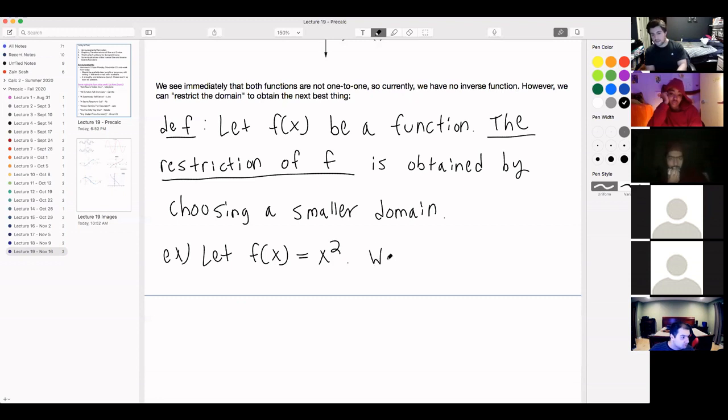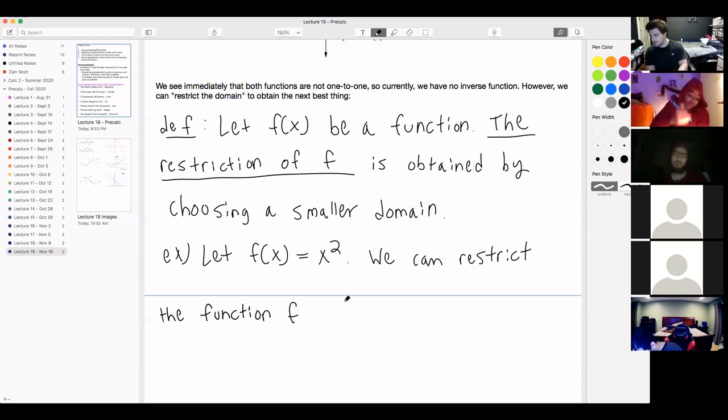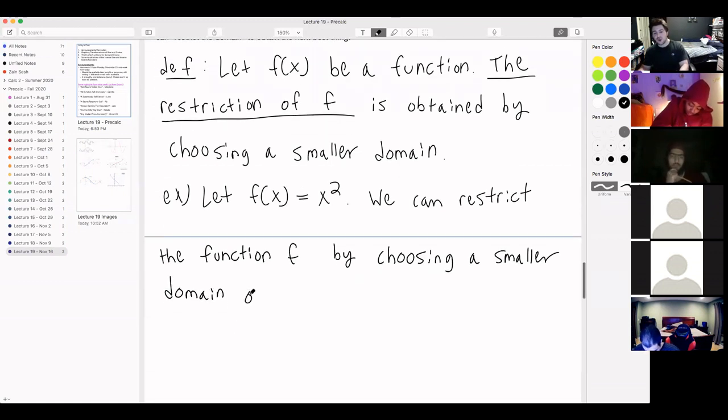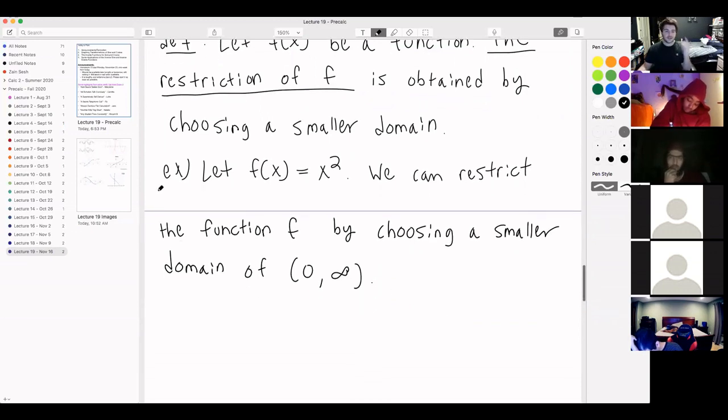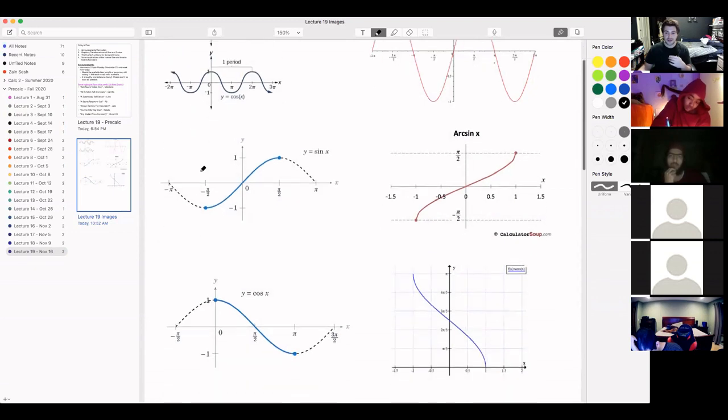But we can restrict the function f by choosing a smaller domain. So how about we choose a smaller domain instead of minus infinity to infinity? How about we just restrict the domain to be 0 to infinity? So we just took a smaller domain for our function x squared. So what does that look like on a graph?